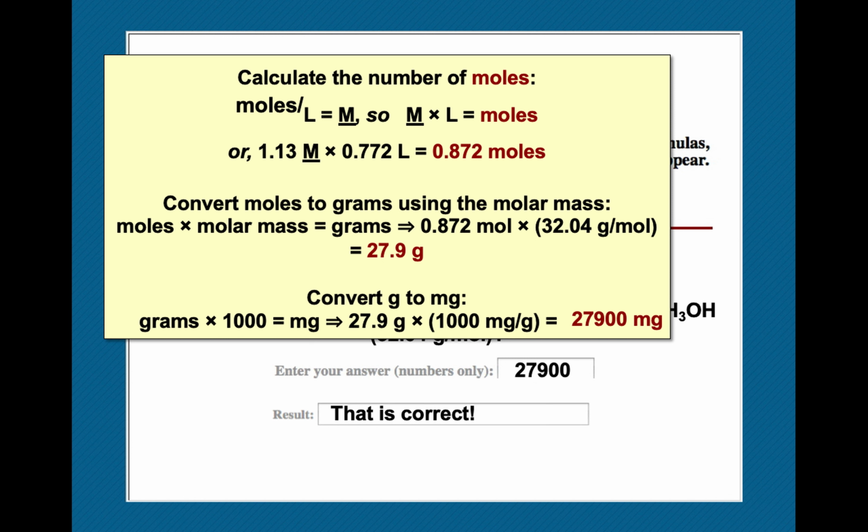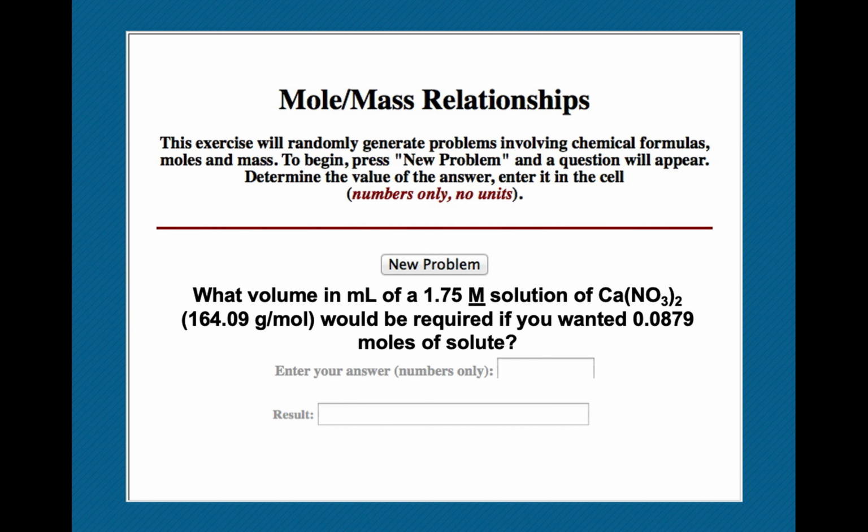Okay, well, just like with the first tutorial, we did mass here, we did volume. There's a volume in mL, 0.175 calcium nitrate. What volume? And we want so many moles. Go ahead and set this up.